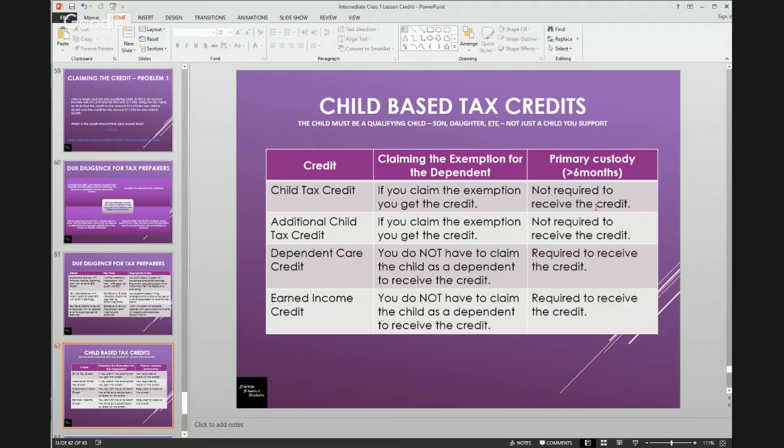Dependent care credit. The dependent care credit goes with the primary caregiver. So the dependent care credit does not matter whether or not you claim the exemption.